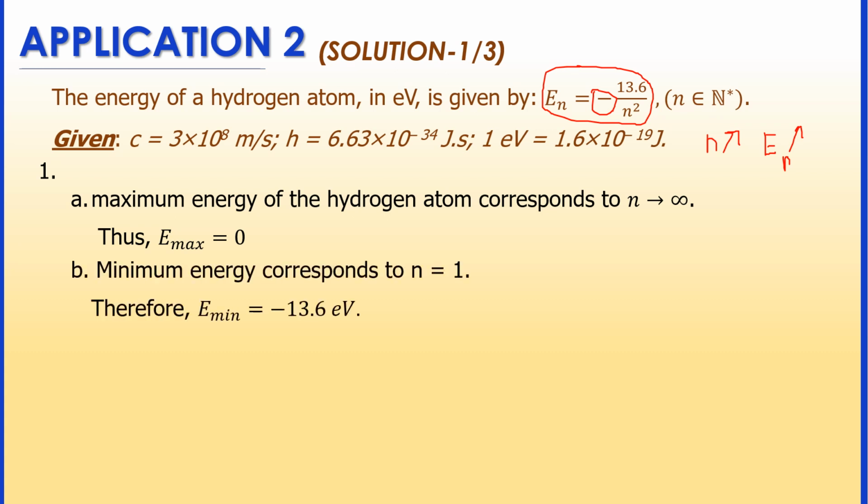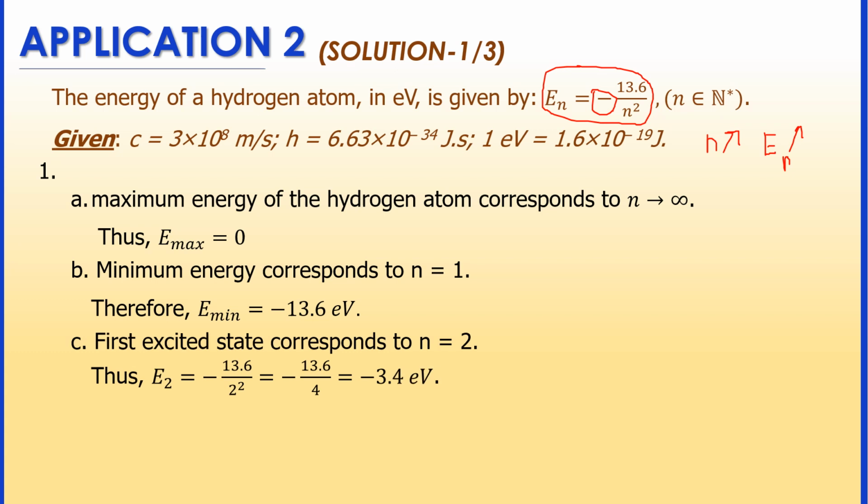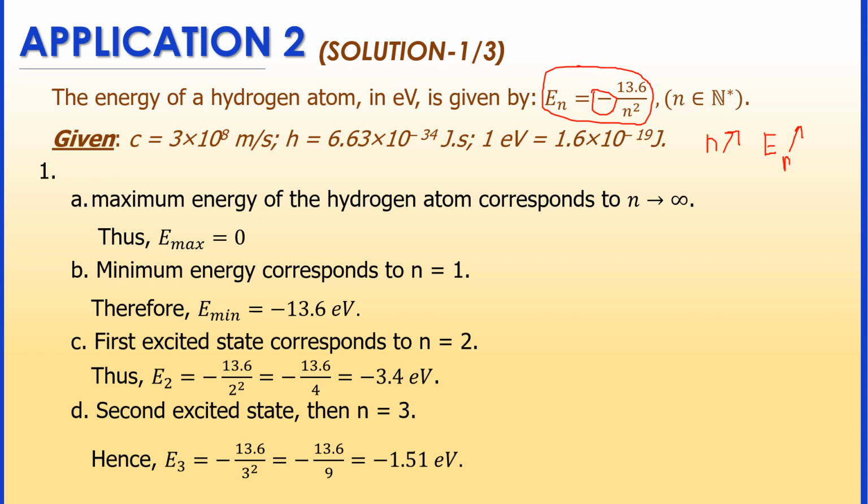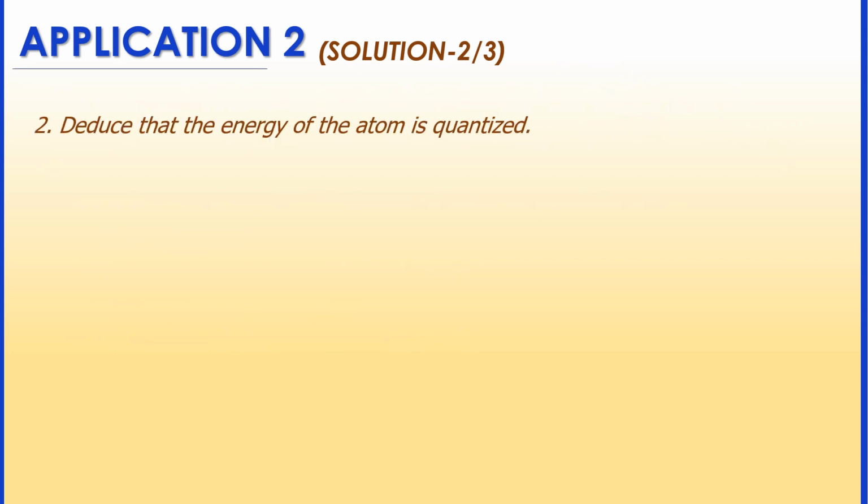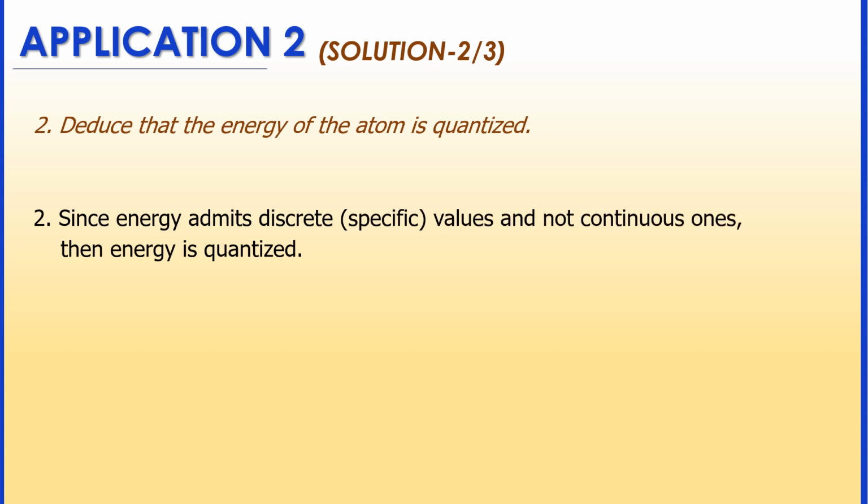Minimum energy is when n equal to 1 because n cannot be 0, replacing, minus 13.6. First excited state is when n equal to 2 and do the math. Second excited, n equal to 3 and do the math. You notice that the questions are straightforward, nothing that we have to think about, not even the equation. Deduce that energy is quantized. We said before that the term quantized means discrete values, non-continuous. Here is a written answer. Since energy admits discrete or specific values and not continuous ones, we say energy is quantized.